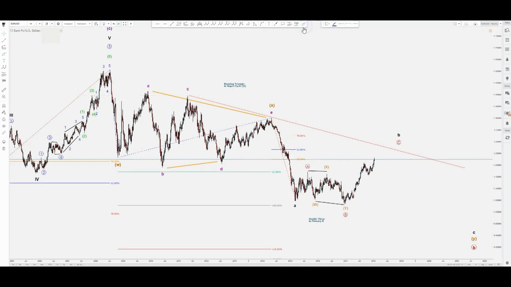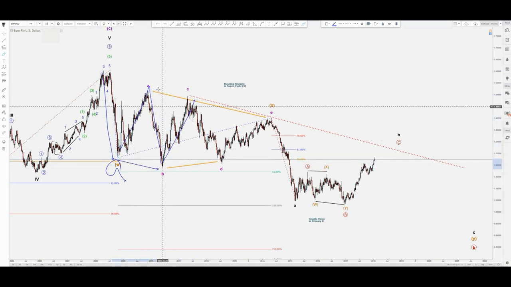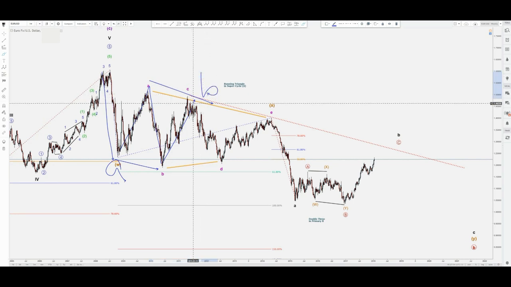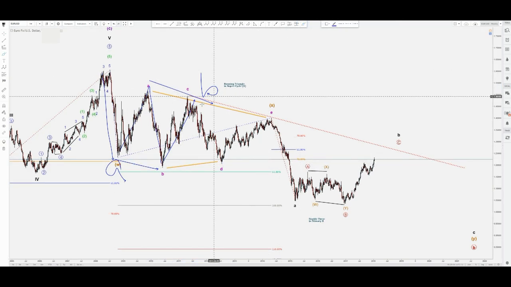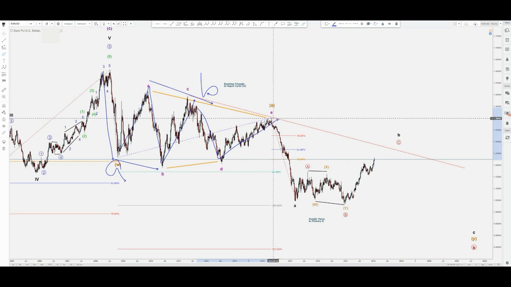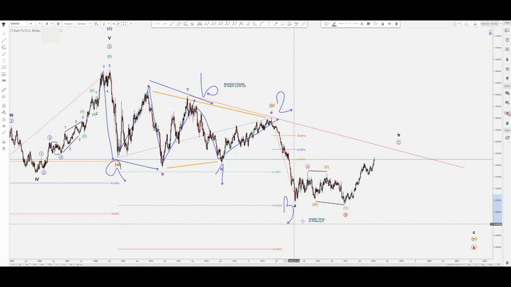So let's say for instance another scenario would be to treat this as an A, to treat basically A, B, C in a running flat. So you would mark this B right here, and then of course you would need a C wave lower than these points. So you would go on an impulse, but this impulse 1, 2, this 2 doesn't look good, right? Doesn't have the right look, what we call. So let's say we want to put 1, 2, and then 3.